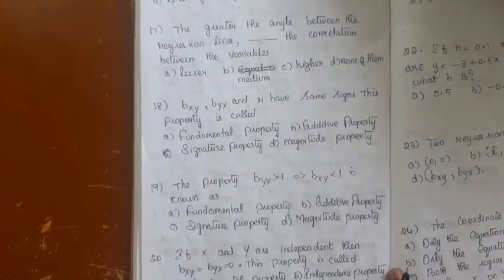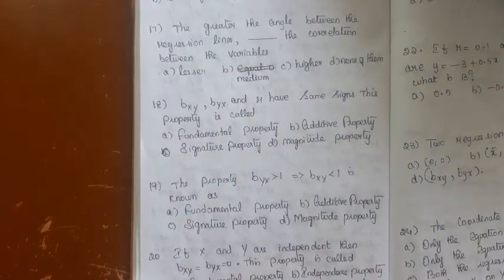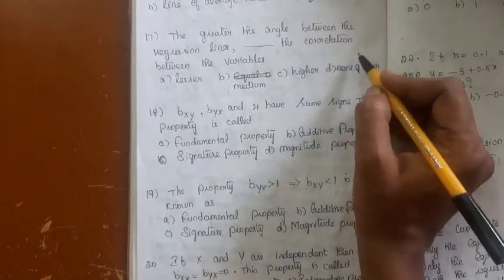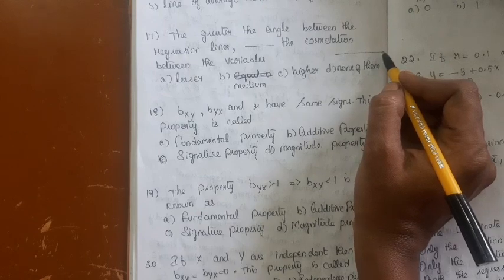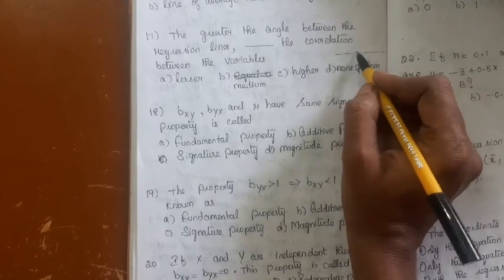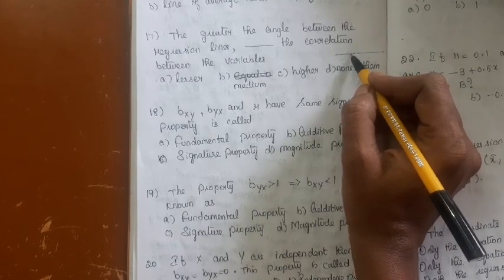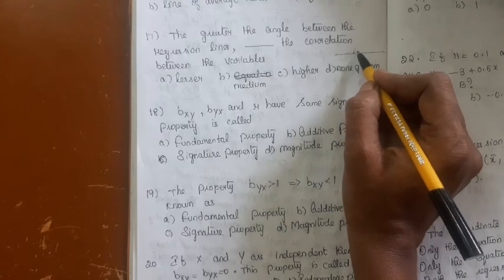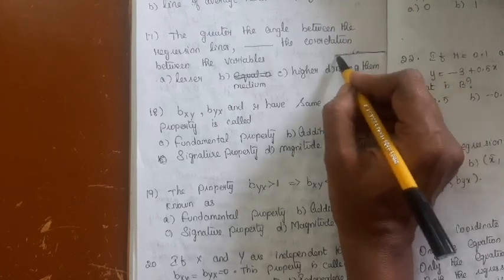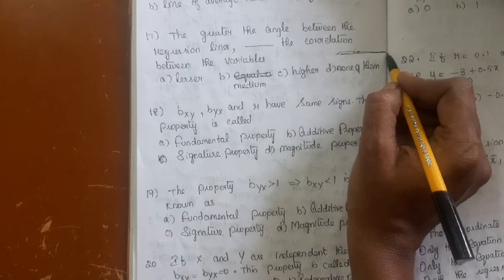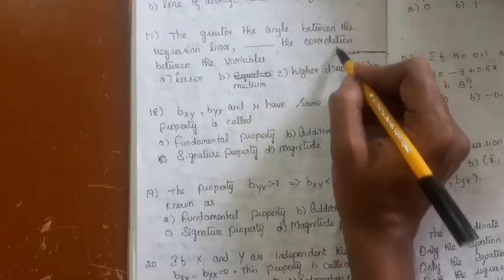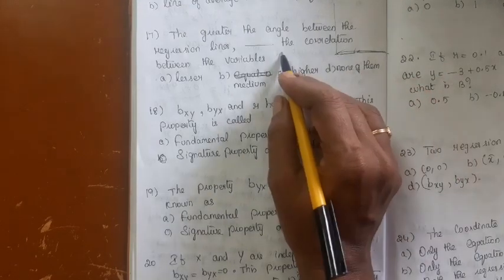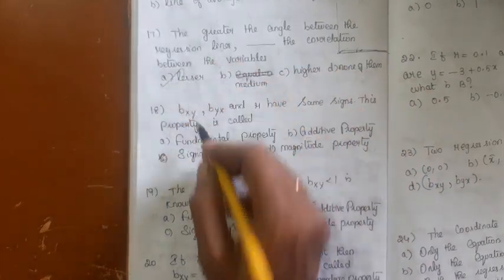Okay. Greater the angle between the regression lines. When the regression lines coincide, R is equal to perfect correlation, either +1 or -1. When the angle increases, when the two lines coincide, the correlation is perfect. When the angle keeps on increasing and goes up to 90 degrees, correlation becomes lesser. Okay.